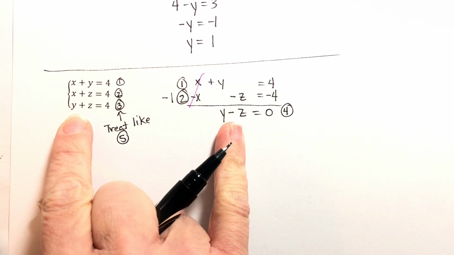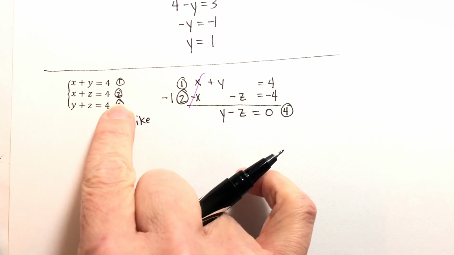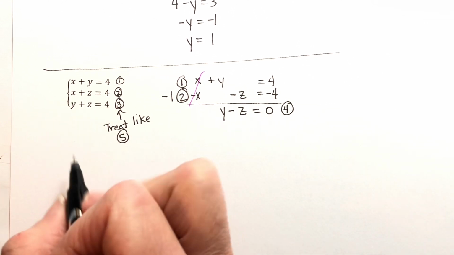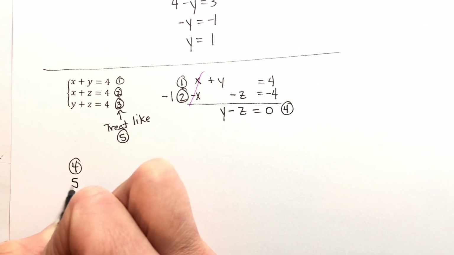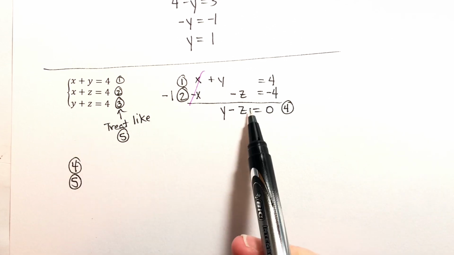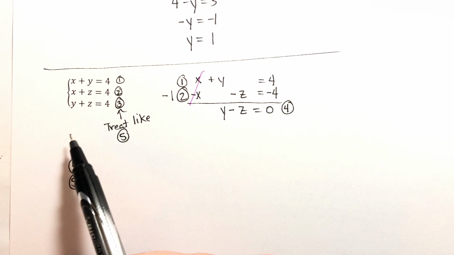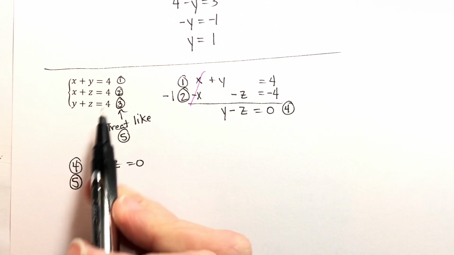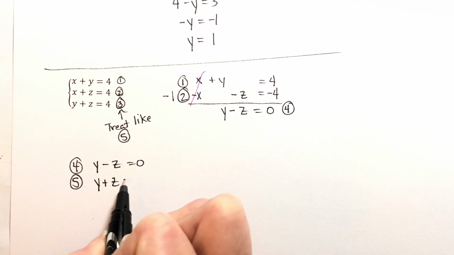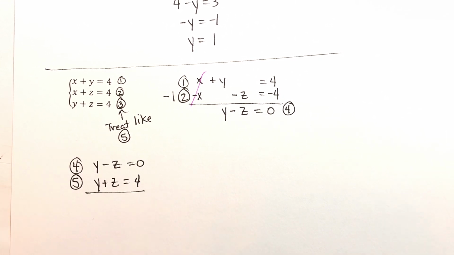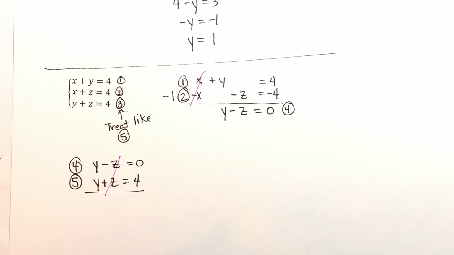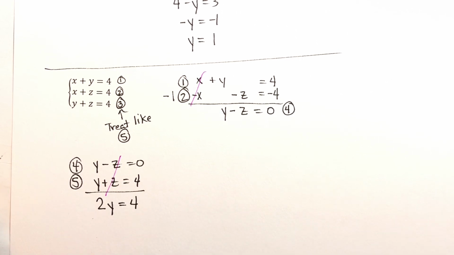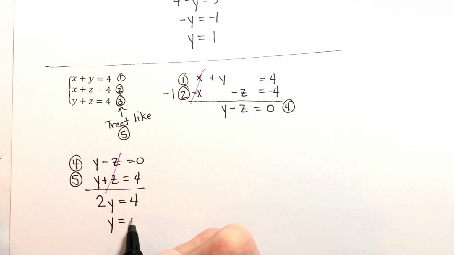Because both of these have y and z in them. So if I pair up 3/5 with 4, I'll be able to get rid of a variable and go from there. So I'm going to pair up 4 and 5. And these are already set up for our z's to cancel, so we don't need to do any multiplying here. So 4 was y minus z equals 0. This one, y plus z is equal to 4. Z's cancel. 2y is equal to 4. So y must equal 2.